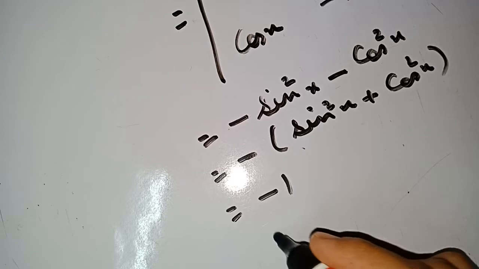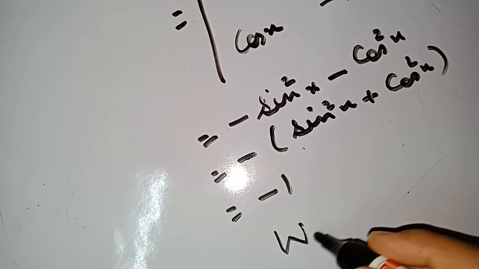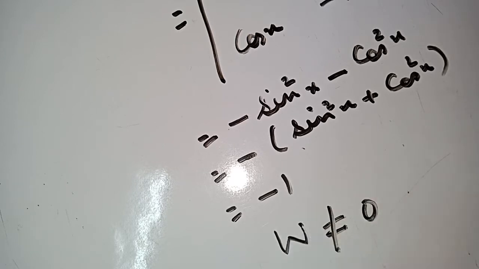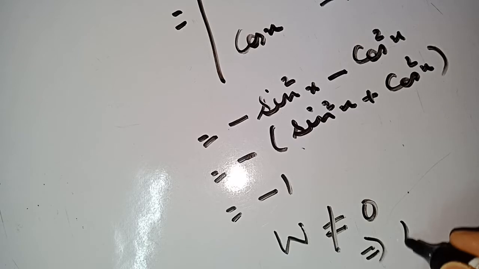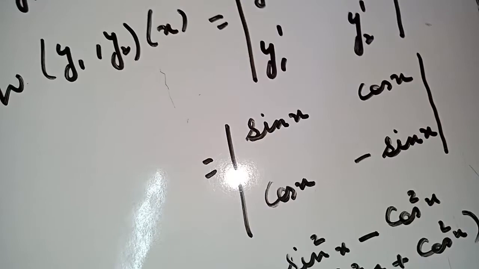So the Wronskian is not equal to 0, which means these y1 and y2 are linearly independent. So in this way we can find the Wronskian, and we check whether the given functions are linearly dependent or linearly independent.